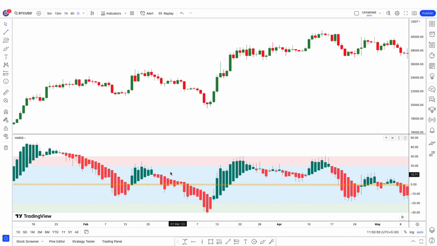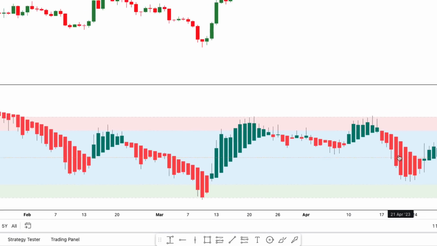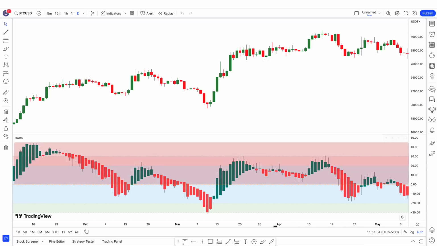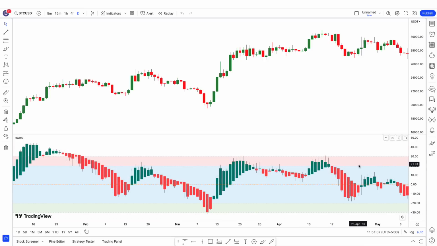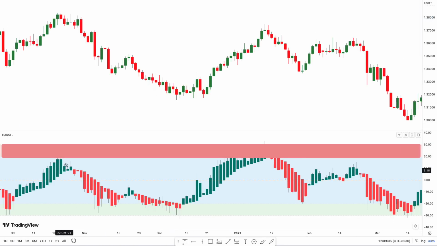The final component is the center line. The center line is set at a value of 0. This line represents the equilibrium or middle point between bullish and bearish momentum. When the oscillator crosses above the center line, it indicates that bullish momentum is gaining strength and may suggest a potential uptrend. And whenever the oscillator crosses below the center line, it suggests that bearish momentum is increasing, indicating a potential downtrend. It's first important to understand how the indicator can be read.